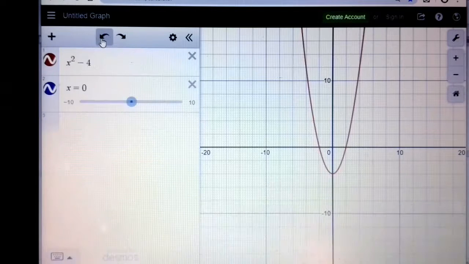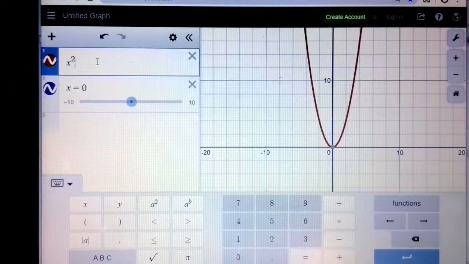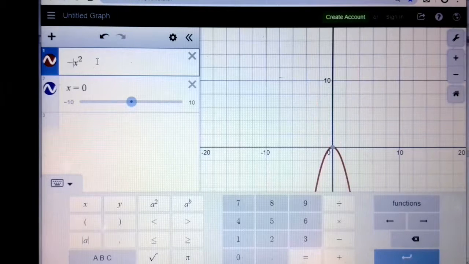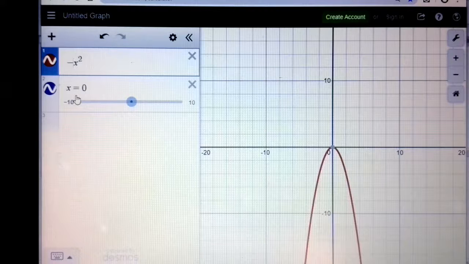So on the worksheet, what we have you doing is entering in a couple of these equations and looking at what happens as a result. Your first equation is your x squared. Your next equation that I want you to enter in is going to be the opposite of x squared. And notice what happens to my graph. That negative that's out in front of the x makes my graph go down like a frown.